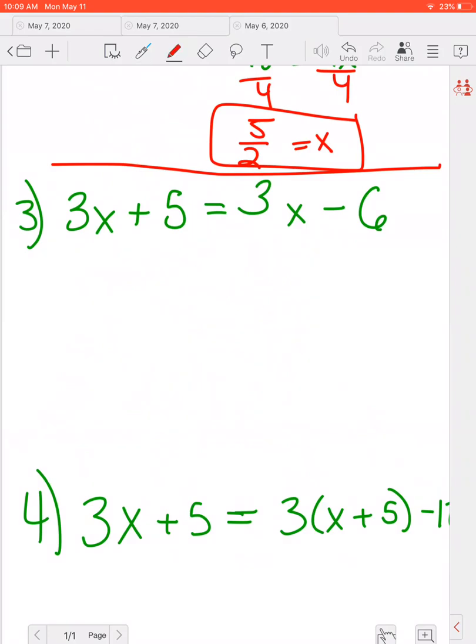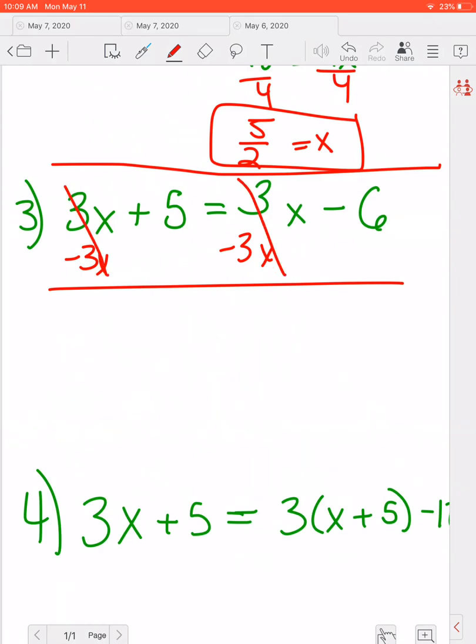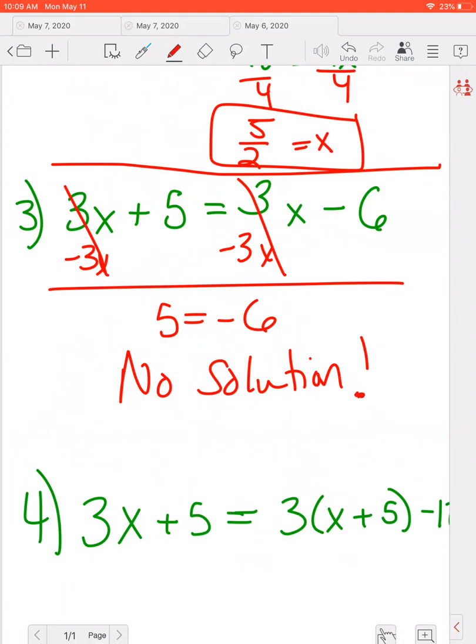Okay, now this one we have no distribution, so I'm just going to get my variables together. So I'm going to subtract 3x from both sides. And this is where it really comes in handy to have the variables together first. So this 3x cancels, but this 3x also cancels. So we get 5 equals negative 6. Take a second and think, what does that mean for the problem? There's no more variables. So does 5 equal negative 6? 5 does not equal negative 6, so this would be no solution. Okay, there's no answer to this problem.